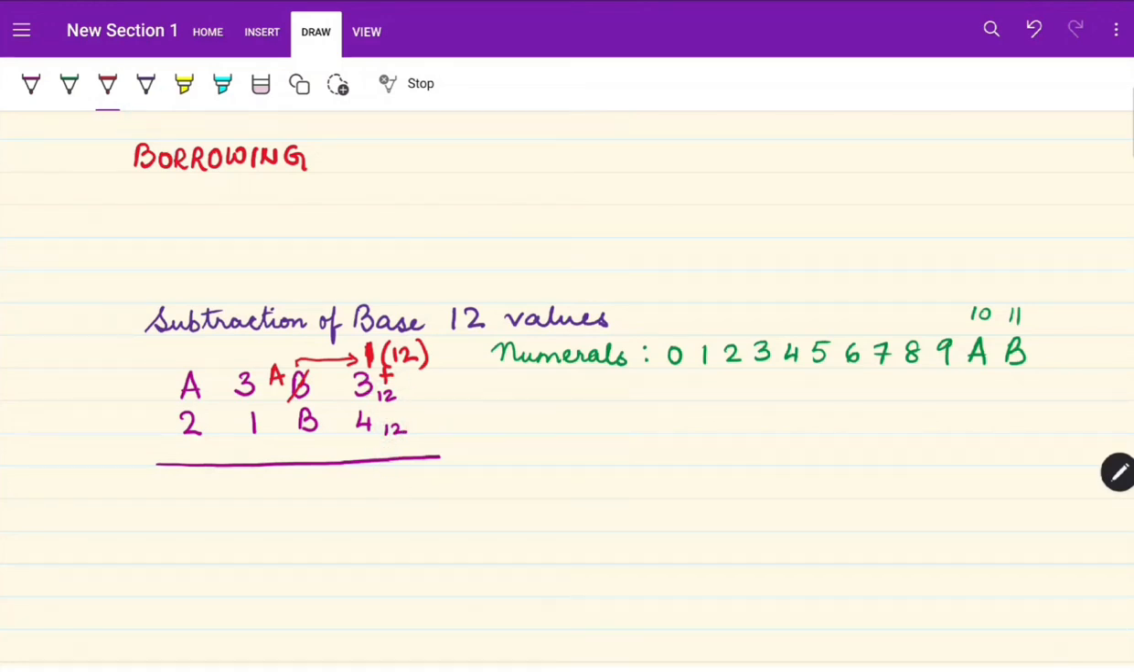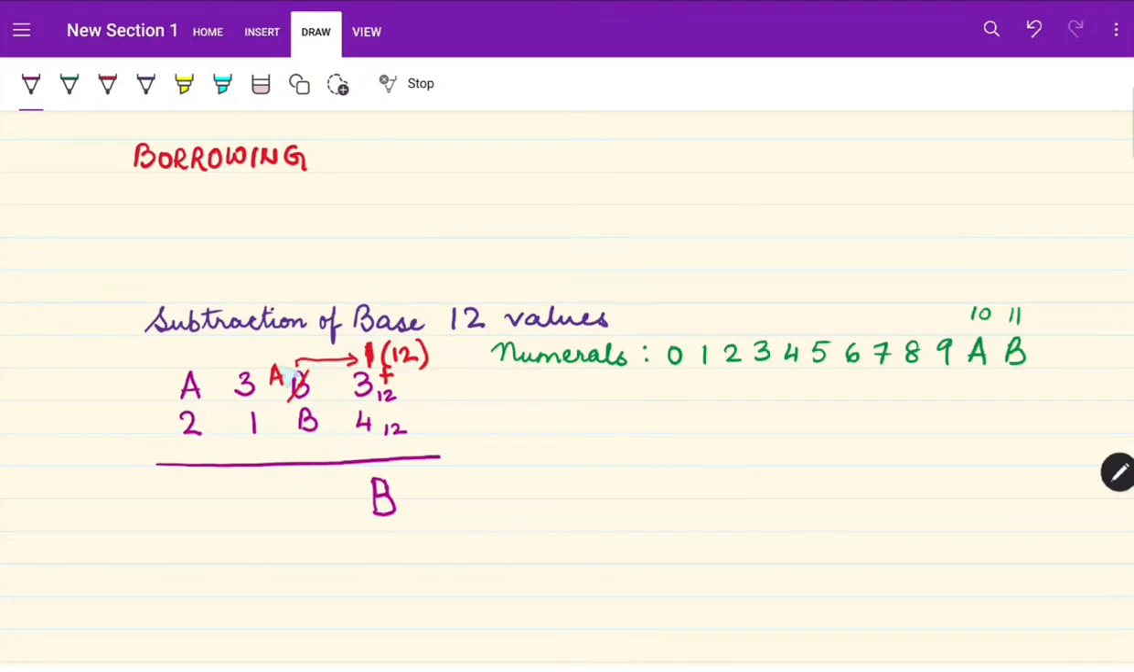All right, it's 11, but let's write that. It's 11. However, we cannot write 11 because that's not a numeral in base 12. We have to write a B instead. So instead of 11, I'm going to just make it a B. All right. Now we look at the column to the left. We have A and B. Now A has a value 10, B has a value 11. A is less than B.